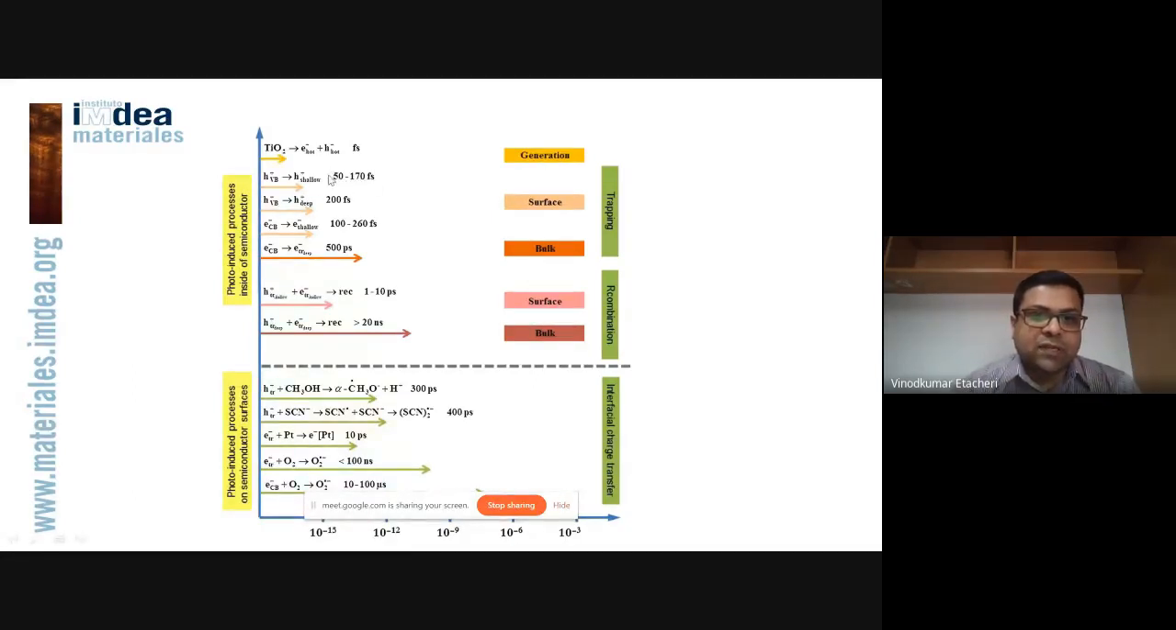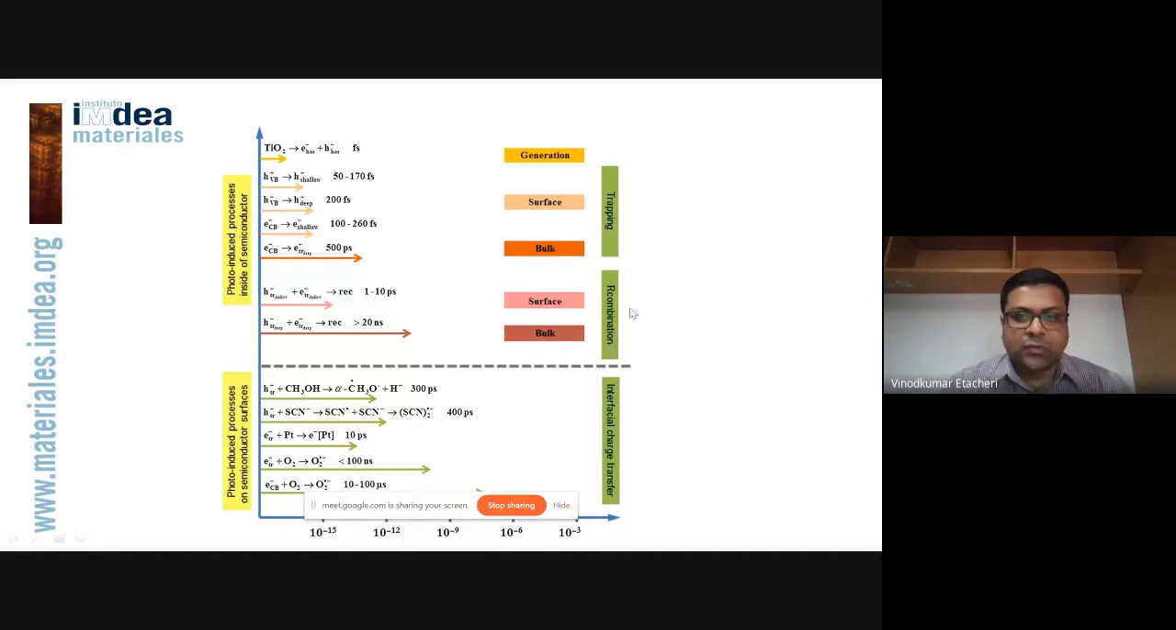So this happens at the rate of femtoseconds to picoseconds and nanosecond scale. So there are different processes happening at the surface and bulk. So the electrons can migrate to the surface, and they can be trapped at the surface or bulk. So the trapping can happen at the surface and bulk. So what we need is trapping. So we need to trap electrons and holes separately to make the catalyst more active.